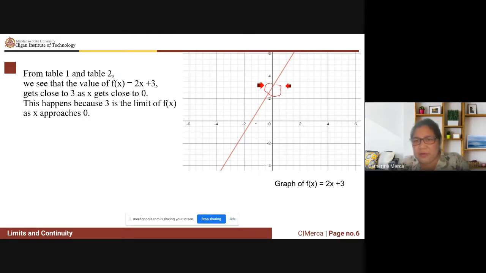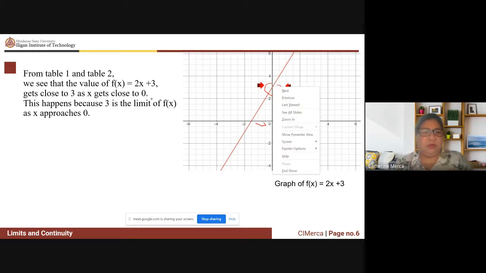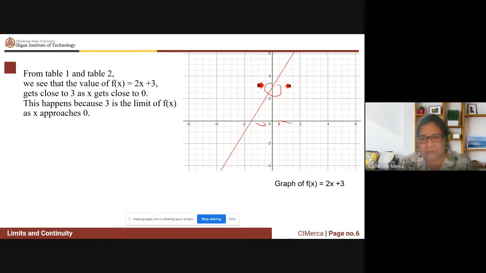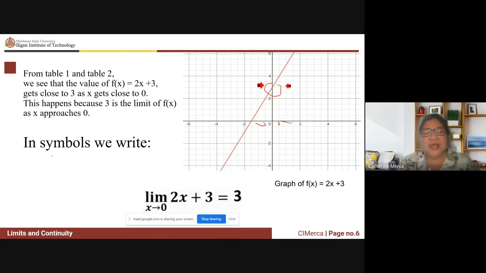As you approach 0 here from the right, and you approach 0 from the left, you also approach this value here, which is equal to 3. Okay, 2 times 0 plus 3 will give you 3 there. So this is actually the graph of this function. So in symbols, we write it as follows: the limit of 2x plus 3 is equal to 3 as x approaches 0.